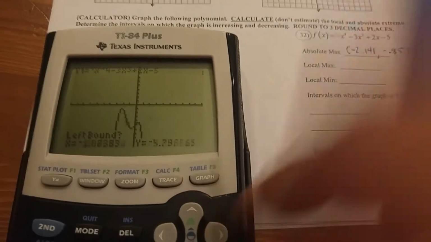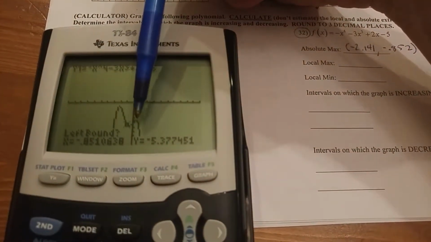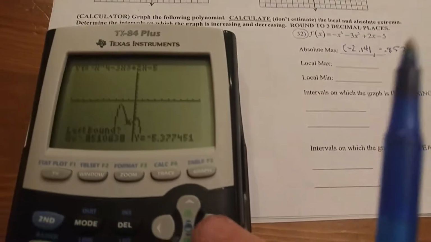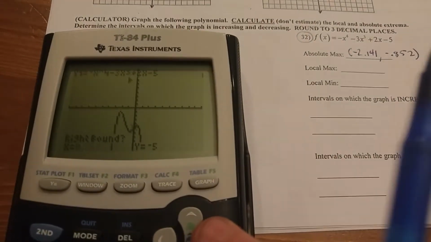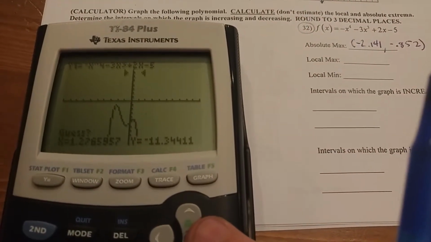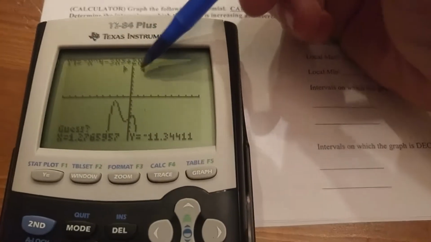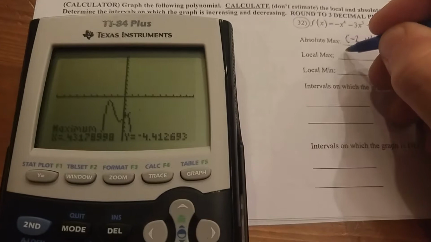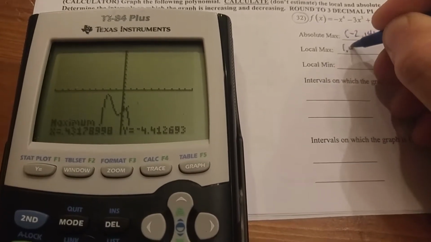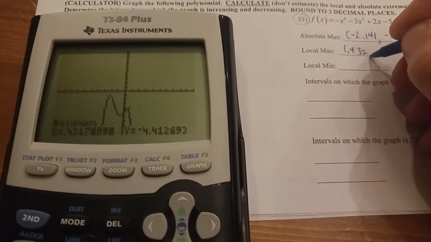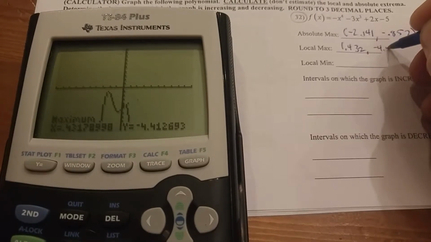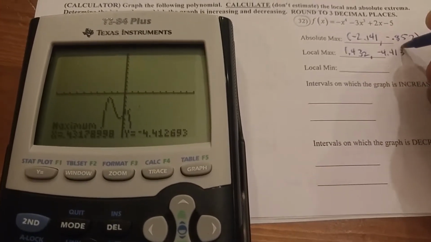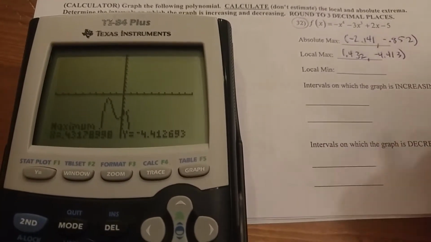This time, I need to be on the left and then on the right of that point right there. So that's good for the left. I'll go to the right of that point. It's asking you up here, is this the window that you want to calculate on? Yes. So we're going to call that 0.432 and negative 4.413. That is the local max.